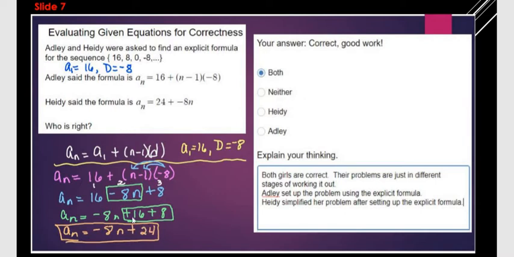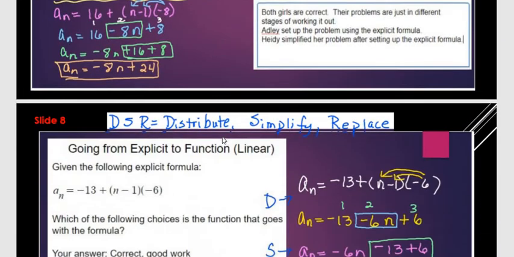Now, Heidi said hers is correct. So you have -8n plus 24. This is the same thing as Heidi's. And then look at Adley. She set it up correctly. So both girls are correct. Their problems are just in different stages of working it out. Adley set up the problem using the explicit formula. Heidi simplified her problem after setting up the explicit formula. So both girls are correct.